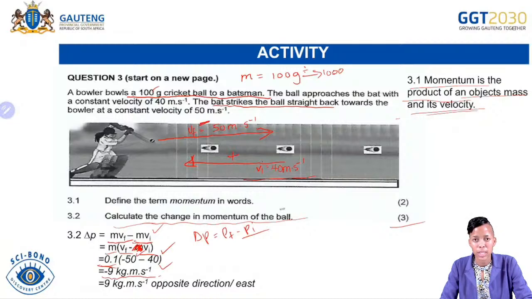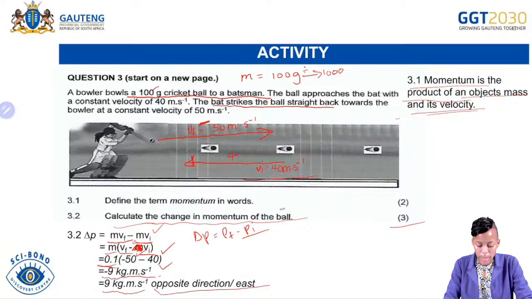Remember, with the change in momentum you are also going to write the direction. The change in momentum is a vector quantity, so you need the magnitude, which is 9, the SI unit, and also your direction.